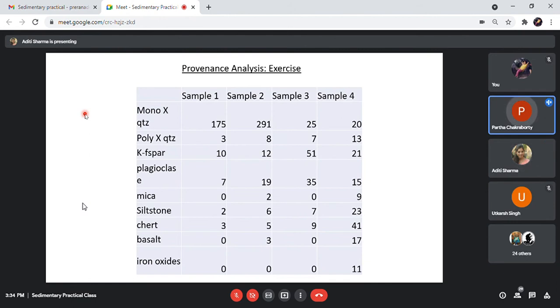Students, have you completed the plotting? So one is done, second one we are doing. In which field is it coming? In which field are you getting this first sample? From Craton Interior. Okay.